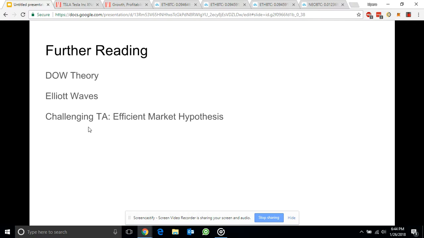On my last slide, I just want to mention some other important concepts that will help you understand TA even better. You should read into them if you have time, like Dow theory, Elliott waves. The last one is about efficient market theory, which opposes and challenges the TA concept. Wikipedia would be a good way to start.